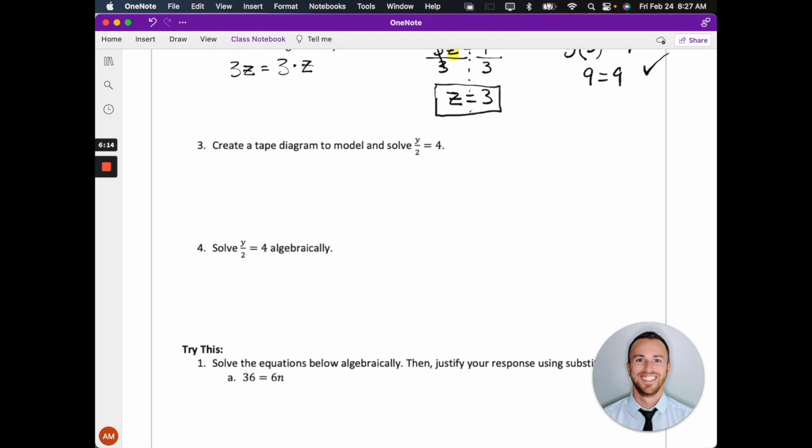We have y divided by 2. Remember, a fraction is a division problem, right? We say that all the time. A fraction is a division problem. So we see y divided by 2 equals 4.